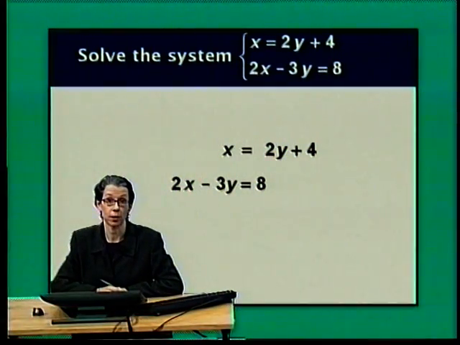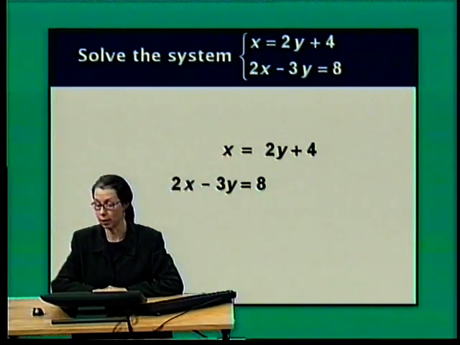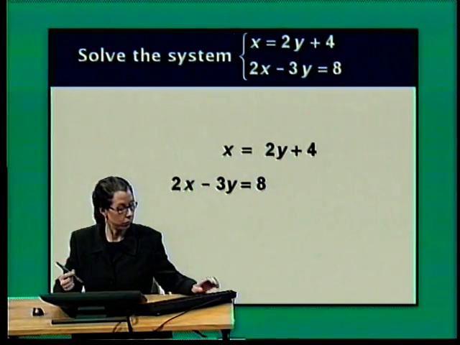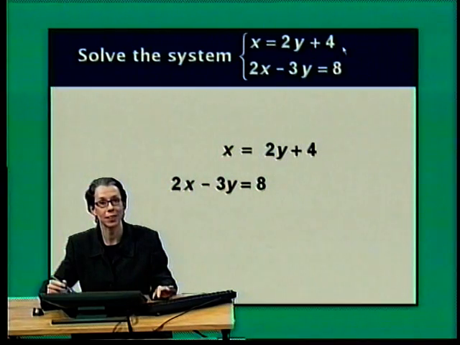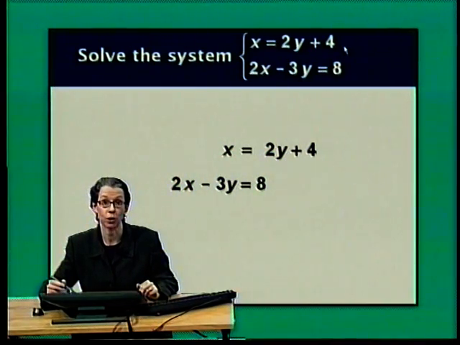So here's our first system of equations. This system is similar to some of the systems we solved in Lesson 1. You can see that the first equation we have is solved for x in terms of y. So we can simply substitute the expression for x into the second equation.